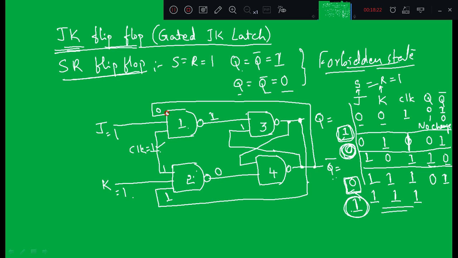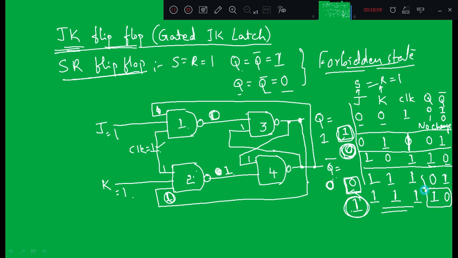Now the third input Q bar is 1 here and Q is 0 here, right? So the output of the second NAND gate will become 1, the output of the first NAND gate will become 0, and this 0 gives the output of the third NAND gate equal to 1, right? And this one and this one NAND will become 0. So Q will become 1 and Q bar will become 0. That means again we got the complemented state, right? So hence we avoided the forbidden state.